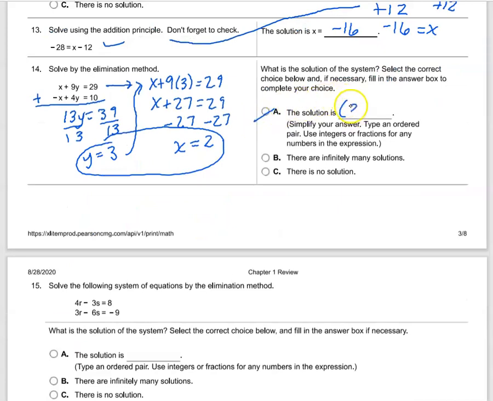They're going to want you to write it as an ordered pair. X is equal to 2 and y is equal to 3.